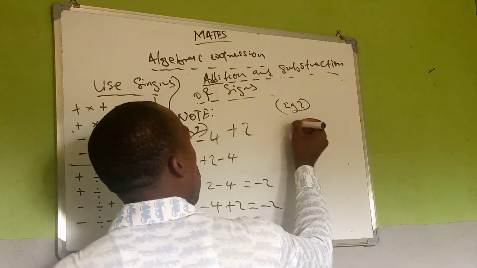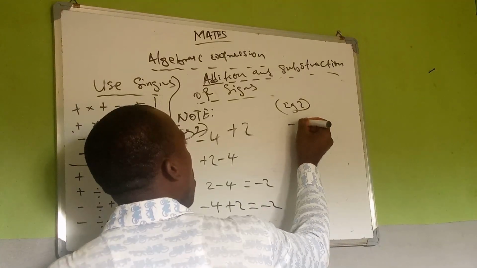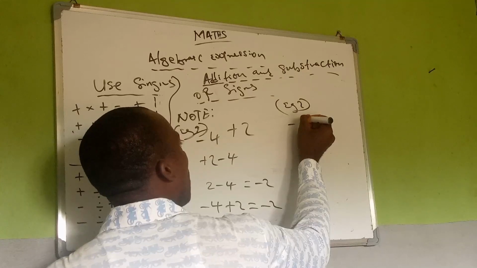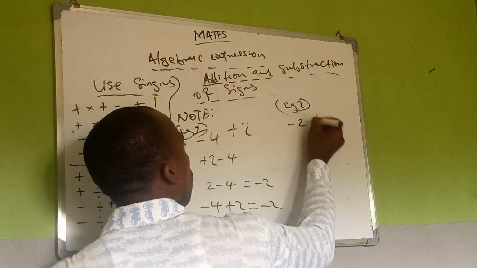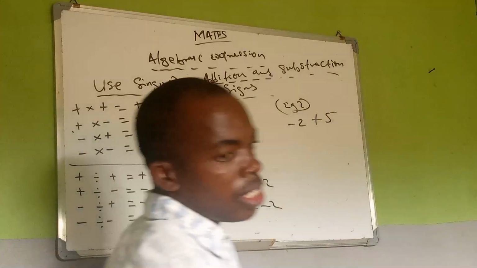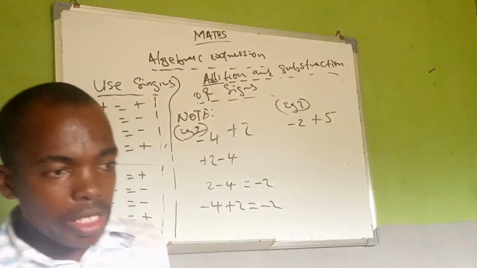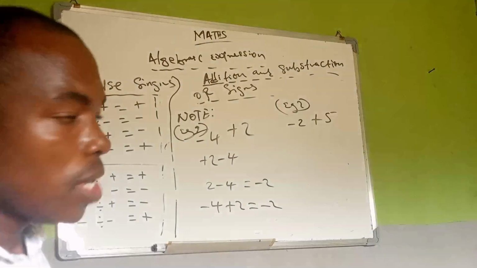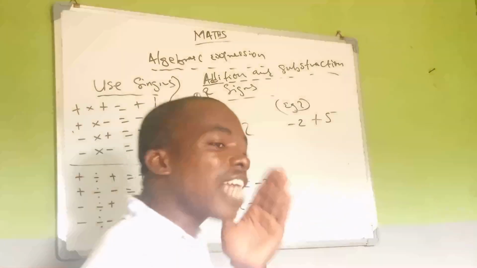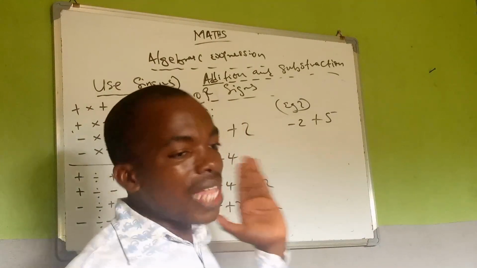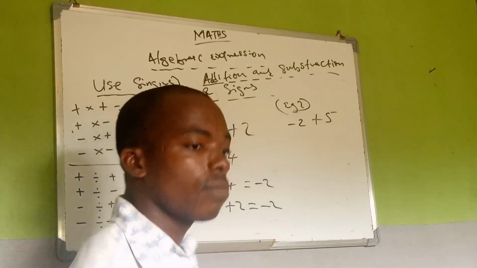If I ask you minus 2 plus 5. I see this one now. Minus 2 what? Plus 5. Now the same thing I'm going to do. You will bring the one that has plus to the front. Take the one that has minus to the what? To the back. Do you understand?